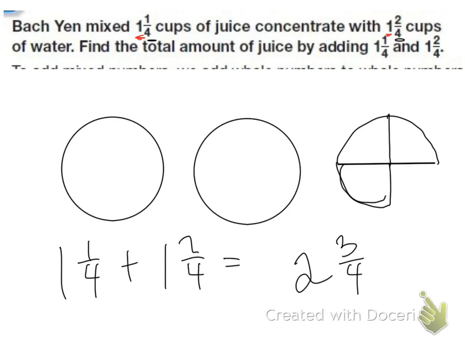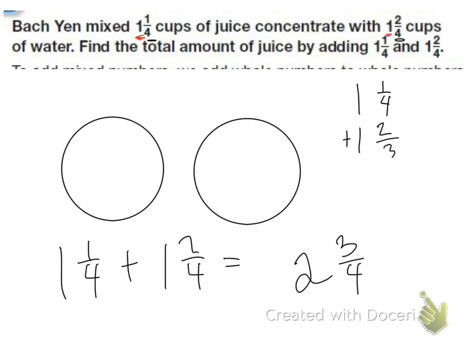Sometimes it helps to stack these numbers when I'm adding them. So if I went 1 1/4 plus 1 2/4, that just helps us remember that I need to add the fractions and add the whole numbers. Okay, so 1/4 plus, I put 2/4, there we go. 1/4 plus 2/4 is 3/4, and 1 plus 1 is 2.